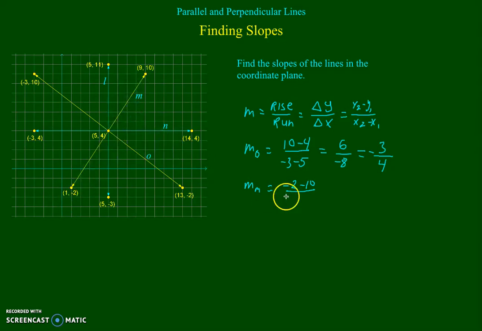1 minus 9. So negative 2 minus 10 is negative 12, and 1 minus 9 is negative 8. Well, a negative divided by a negative is a positive number. And then if we simplify this, this divides by 4 3 times, so this is 3. And this divides by 4 2 times.